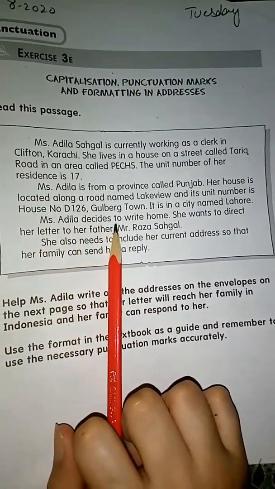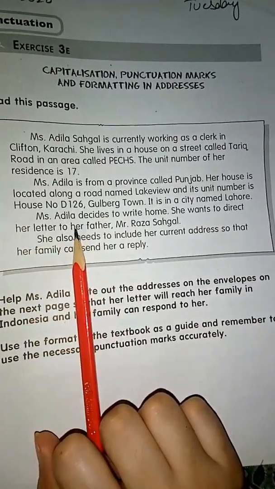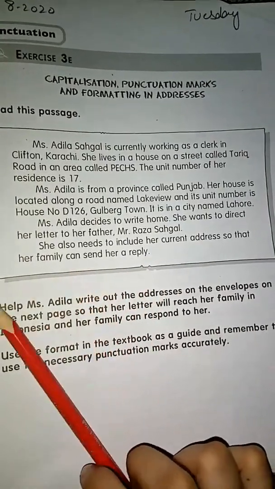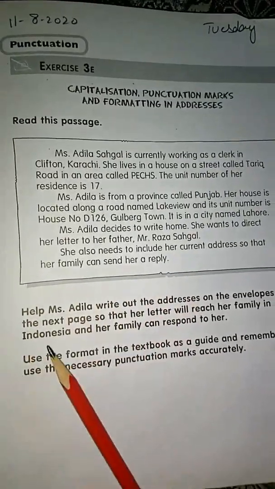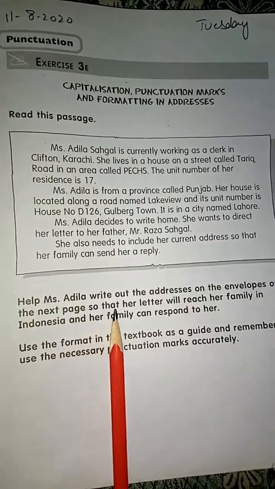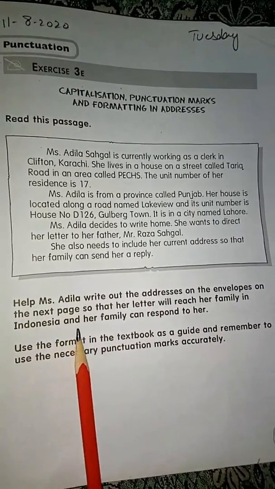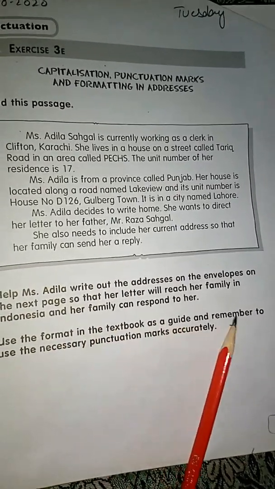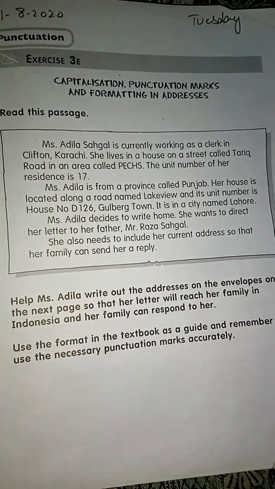Miss Adila decides to write home. She wants to direct her letter to her father, Mr. Raza Sehgal. She also needs to include her current address so that her family can send her a reply. What we have to do is help Miss Adila write out the addresses on the envelopes on the next page so that her letter will reach her family in Indonesia and her family can respond to her. Use the format in the textbook as a guide and remember to use the necessary punctuation marks accurately.